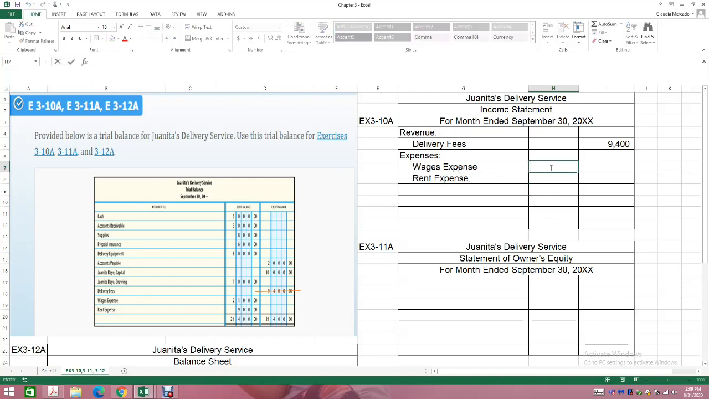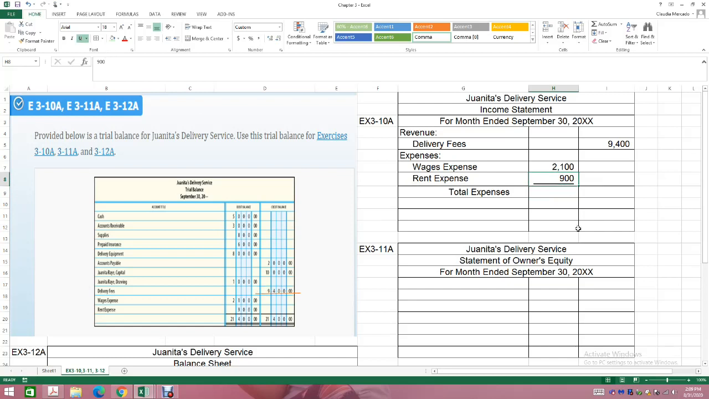Okay, so my wages expense is $2,100. My rent expense is $900, okay? So now I'm going to get my total expenses. So I'm going to add those two together. You add all of your expenses up, and that's going to give you a total, okay?